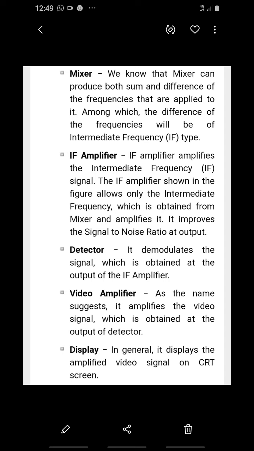Detector. It demodulates the signal which is obtained at the output of the IF amplifier.